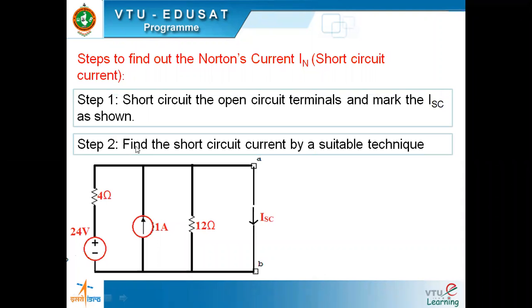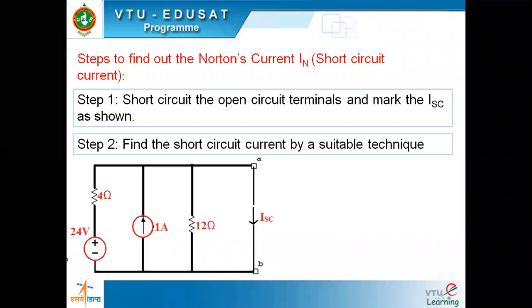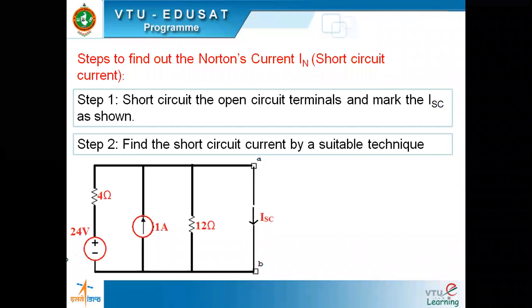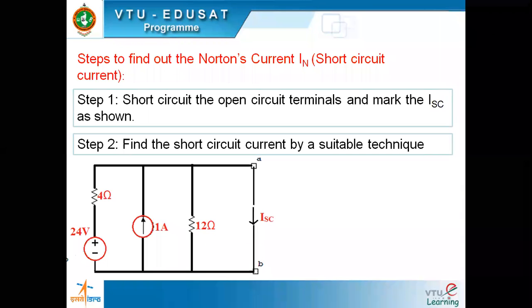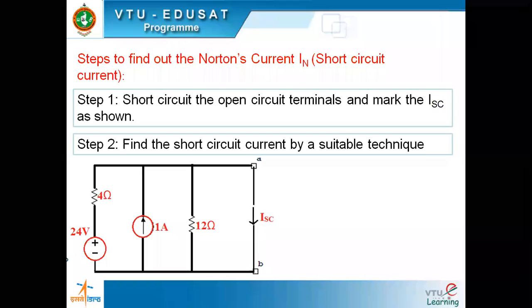And what do we do next? Find the short circuit current by a suitable technique. They don't say you go with mesh analysis or node analysis or source transformation. No, they don't say anything. It is up to you to see which is suitable. Let's not say feasible, let's say suitable. A suitable technique is one which will give you the answer in the least time.